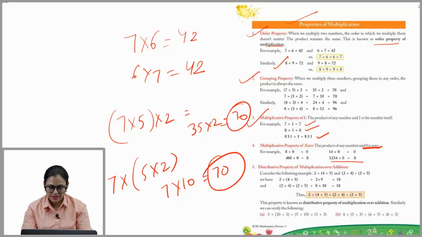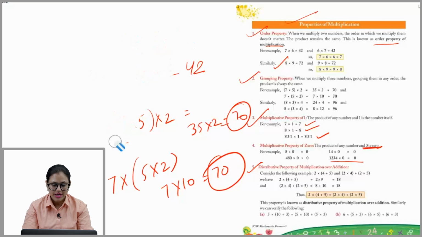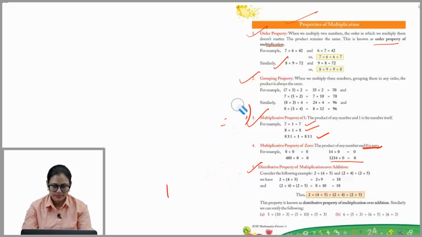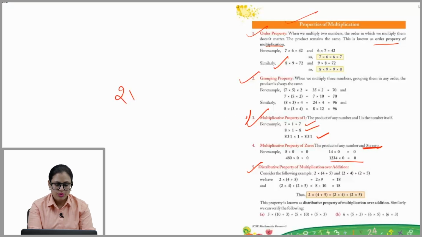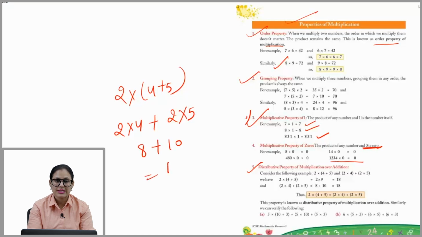Number 5, distributive property of multiplication over addition. Let's consider the given example. See, 2 into (4 plus 5). So how will we write it? 2 into 4 plus 2 into 5, right? So 2 into 4 is 8 plus 2 into 5 is 10. 8 plus 10 is 18.